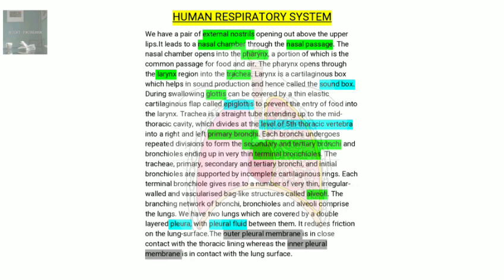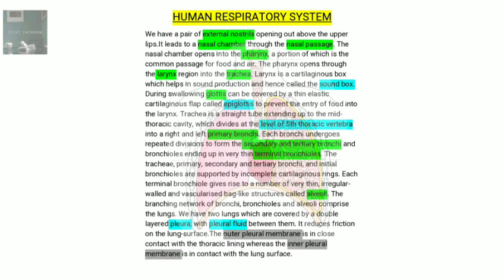Trachea or windpipe is a straight tube that is about 12 cm long and 2.5 cm in diameter, extending up to the mid-thoracic cavity, which divides at the level of the 5th thoracic vertebra into a right and left primary bronchi. The layers of the tracheal walls from deep to superficial consist of mucosa, submucosa, hyaline cartilage, and adventitia.